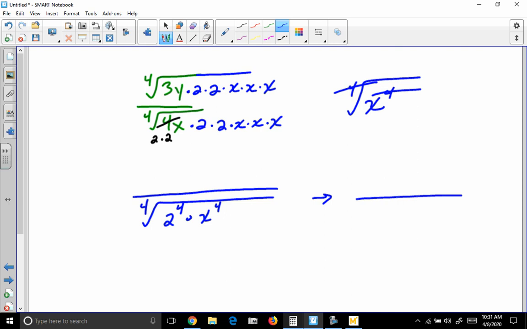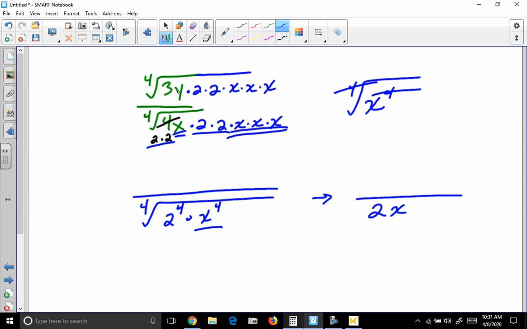So when we simplify that, when we take the fourth root of 2 to the fourth, the 4's cancel, leaving us just 2. Because we have a group of 2's under the radical, a 2 comes out. When we take the fourth root of this one, the 4 and the 4 cancel, leaving us an x out from underneath the radical, because now we have a group of x's. So we can pull an x out.